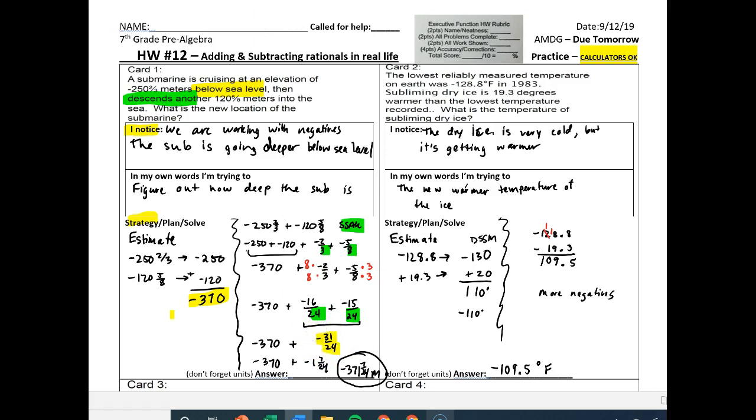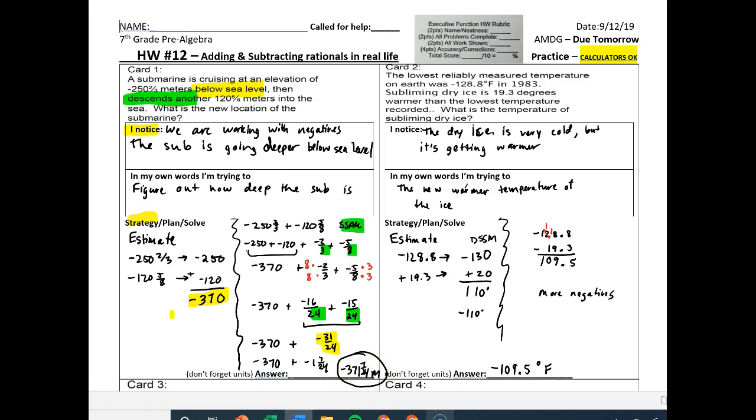That's a problem because that's an improper fraction. Change that to negative 1 and 7/24. Why? Because 24 can go into negative 31 one time with 7 left over. 31 minus 24 is 7, right? So then just add these two together. Negative 370 plus negative 1 and 7/24 gives me negative 371 and 7/24 meters.